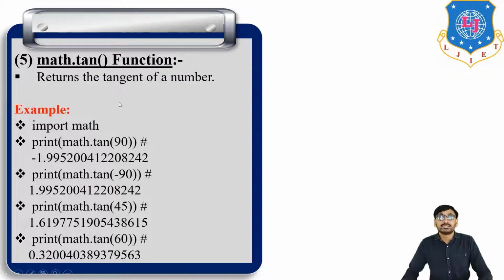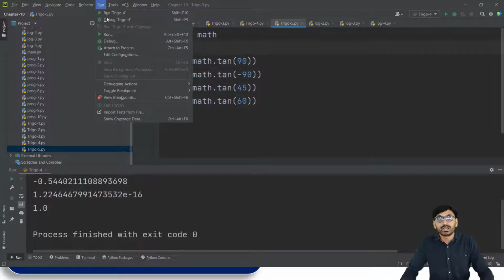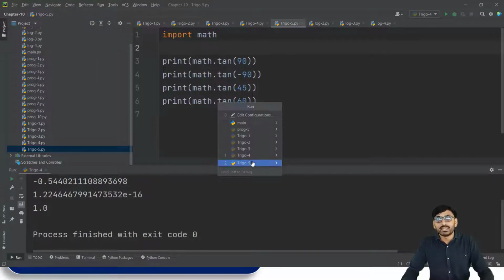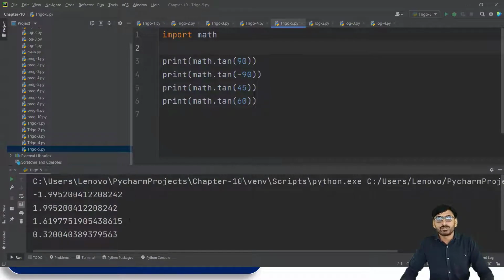Now this same program we run in PyCharm. So import math, then print math.tan(90), then math.tan(-90), tan(45), tan(60). If we run this program, then we get the output for the first one, second one, third one, and fourth one. So this is about the tan function.